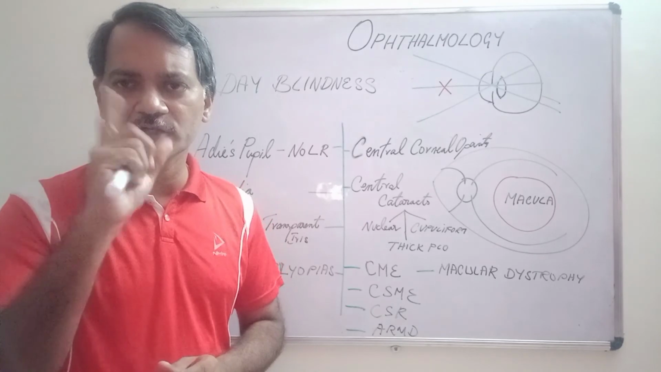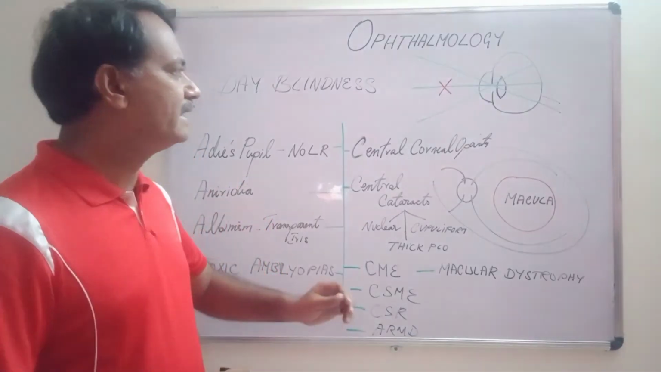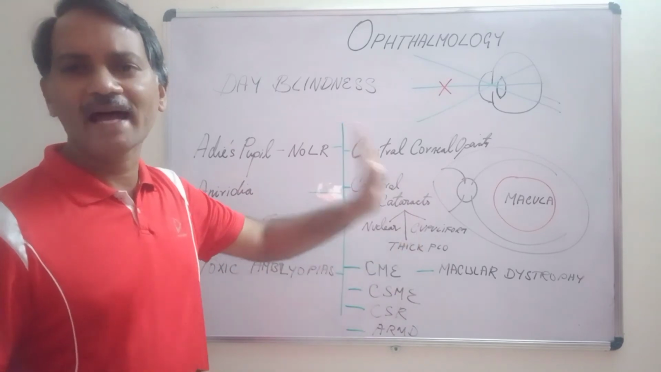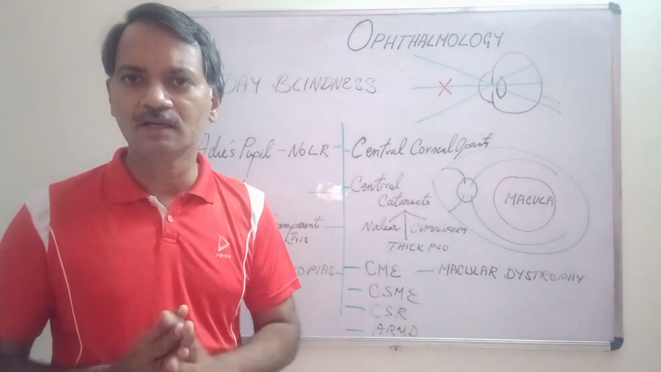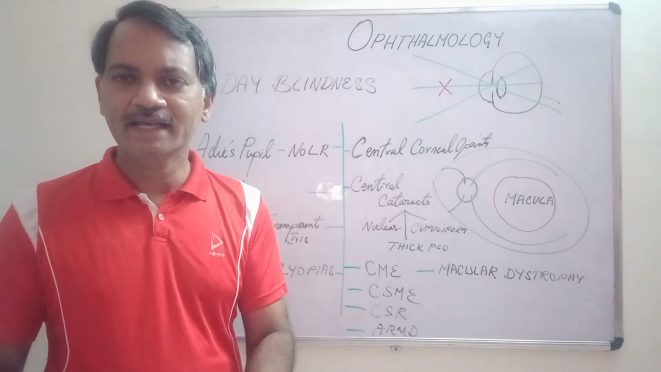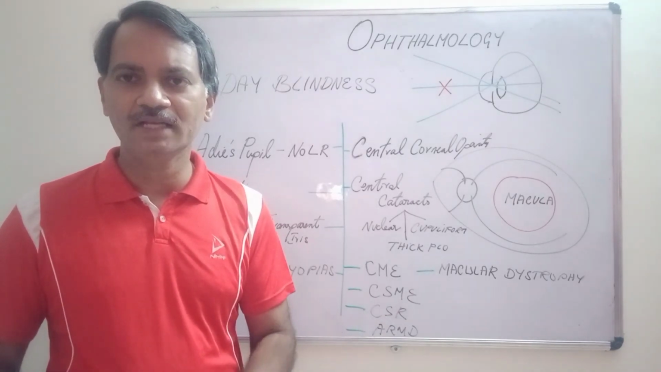The simple thing we should understand is that either the light falling on the macula is obstructed or the macula itself is at fault. The cones are affected. So the daytime vision is not good compared to the nighttime vision.